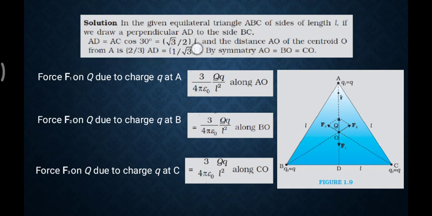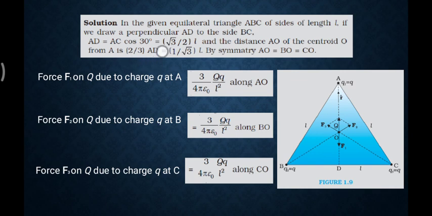This is √3/2 times L, which is the centroid distance. Now once we know AD, we are able to find AO. As we know from earlier mathematics, the centroid divides the median in the ratio that AO is 2/3 of the whole. So this AO should be 2/3 of AD.